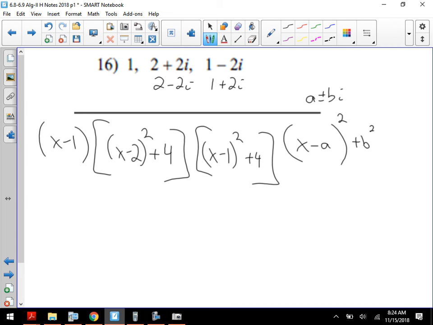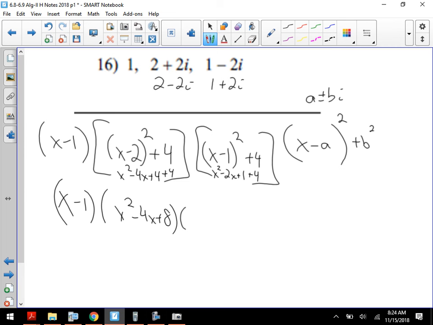So you get x squared minus 4x plus 4 plus 4, so x squared minus 4x plus 8. And this one would be x squared minus 2x plus 5. And then unfortunately it's just a lot of distributing. And that's how you get your fifth degree. It's a nice little shortcut.